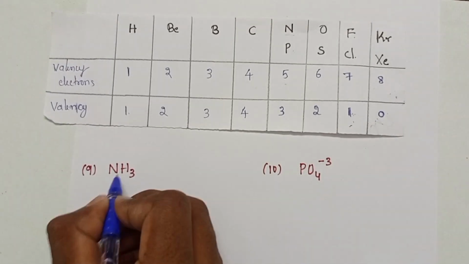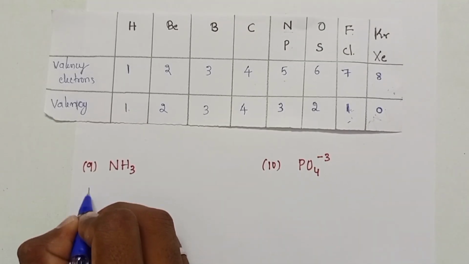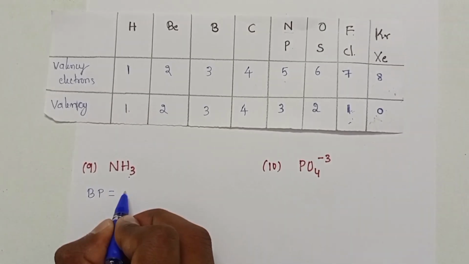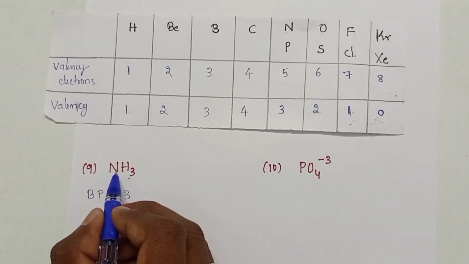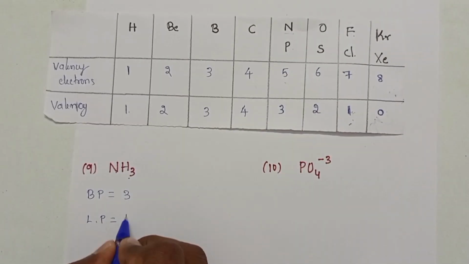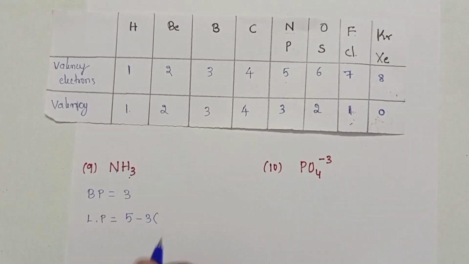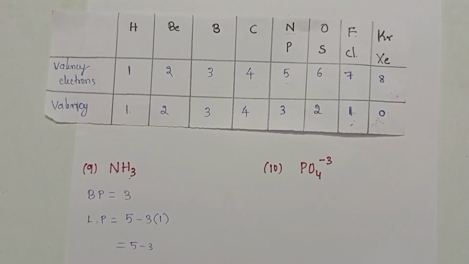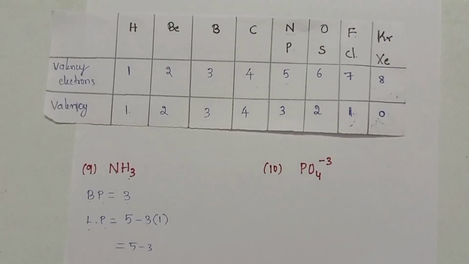NH3, right? So here I will go with bond pairs, right? Bond pairs is equal to the number of surrounding atoms, how many? 3. Therefore the number of bond pairs is equal to 3. Similarly for lone pairs, the central atom's valence electrons is equal to how many? For the nitrogen atom, 5, right? I will write 5 minus the surrounding atoms, how many? 3, into the valency of the other atoms, that is hydrogen, which is equal to 1. Therefore 5 minus 3 is equal to 2. Therefore in this compound, the number of bond pairs is equal to 3, the number of lone pairs is equal to 2.